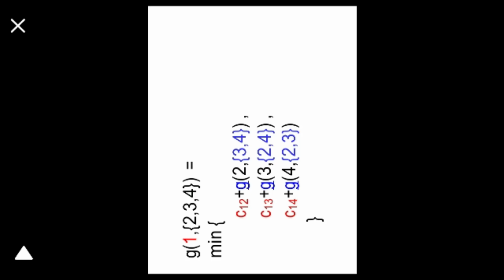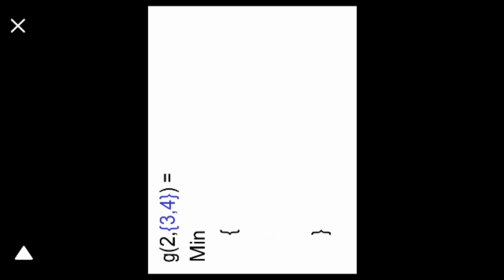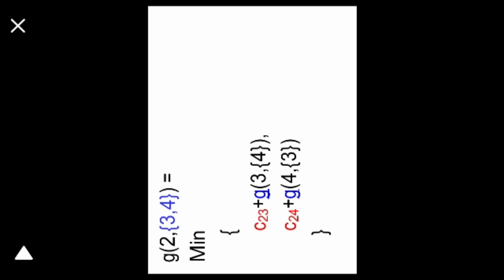Then how to find the G function values, G of 2 3 4, G of 3 2 4 or G of 4 2 3? Again we have to write the same function as G of 1 comma 2 3 4. So to find G of 2 3 4, can you tell how to find it? This is the minimum of, from 2 either I can reach 3 or I can reach 4, so that is C23 or C24.